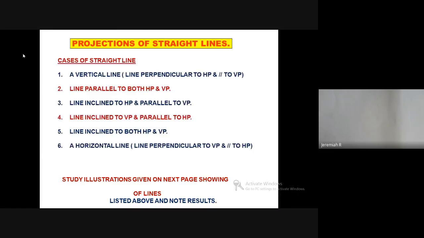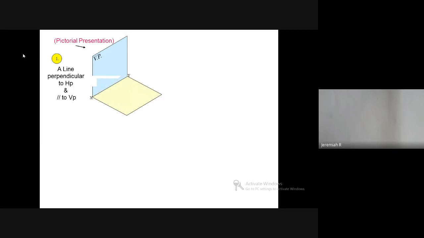So the first case, a vertical line. A line is perpendicular to HP but parallel to VP. We say a line is perpendicular to HP and parallel to VP. This is a case.